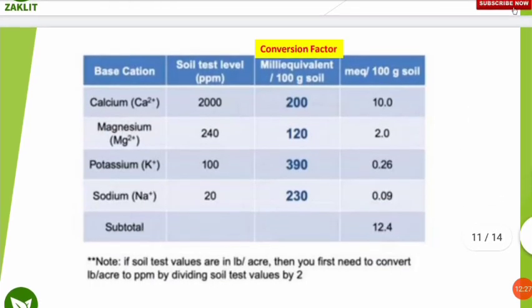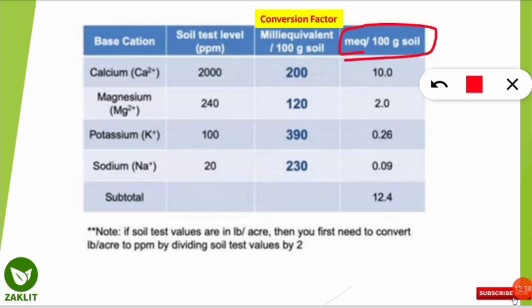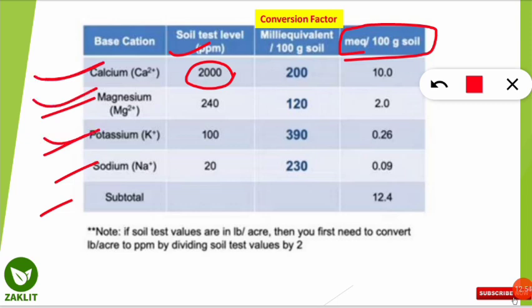In the next slide, after using this conversion factor, what we have to do is simply find the milli equivalent per 100 gram of soil for individual cations. So how it will be calculated is very simple. Let us assume in a soil test sample we got 2000 ppm of calcium. We should not get confused about how to calculate calcium, magnesium, potassium and sodium in the soil. These are different things, so I made a separate video. You can check the link given in the description.